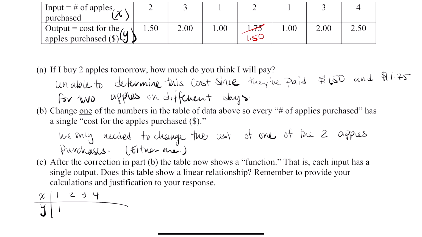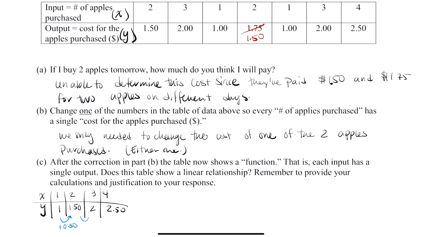And for 1 apple is $1. For 2 apples, it was $1.50. For 3 apples, it was $2. And for 4 apples, it was $2.50. So now we can see the difference between these values, between these y's. So here, an increase of 1 in the x's gives us an increase of 50 cents, or half a dollar.